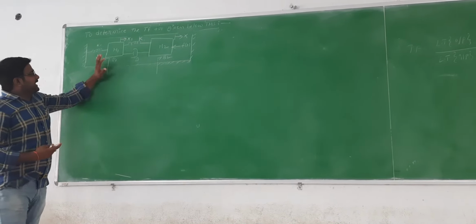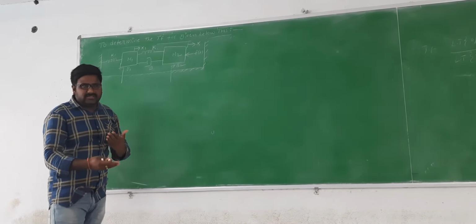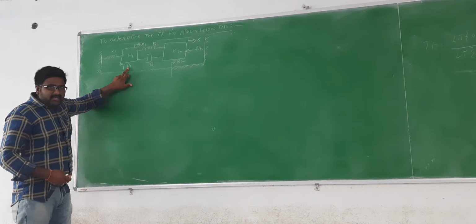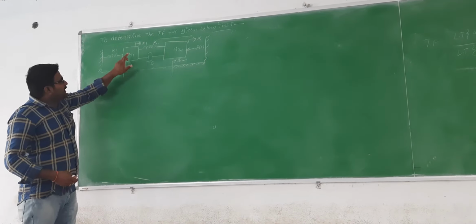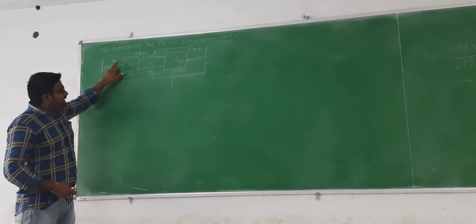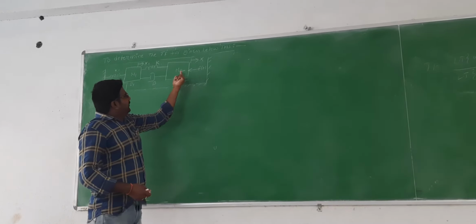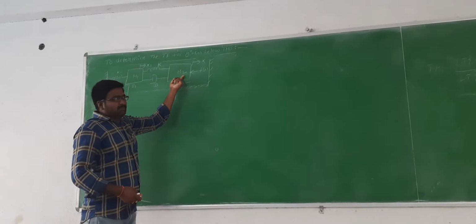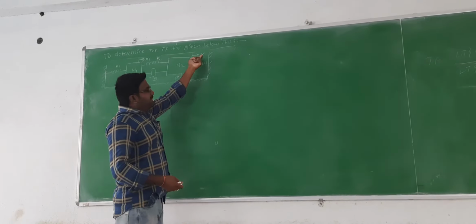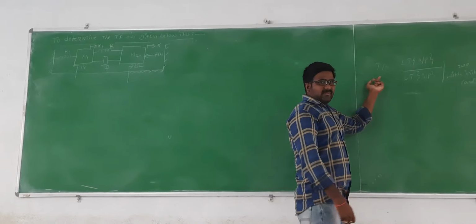In a translational mechanical system, the main elements are mass element M, frictional coefficient B, spring element K, and applied input F of t. The input is applied to M2. x1 is the displacement of m1, x is the displacement of m2. So what is the definition of transfer function?